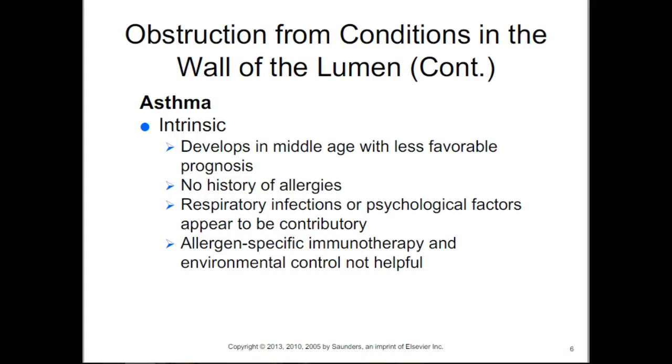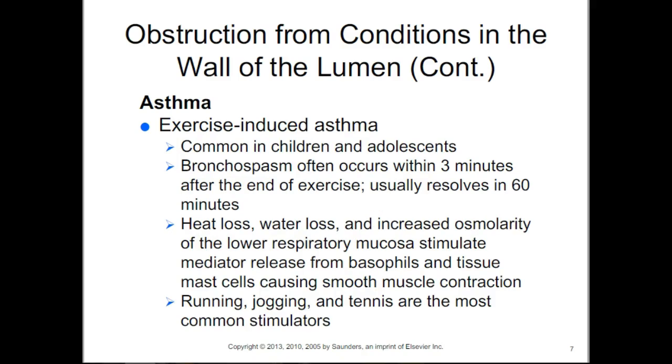And psychological factors as well, right? They usually appear to contribute. And so immunotherapy and environmental control are not helpful for this type of asthma. All right, there's another type of asthma, right? Exercise-induced asthma, common in children and adolescents, where you see that bronchospasm within about 3 minutes after the end of exercise, and it resolves on its own, usually within about 60 minutes.